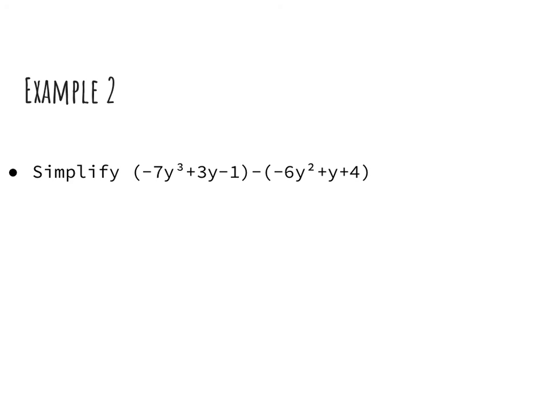Let's look at another subtraction example. So the first thing we're going to do is remove the parentheses that's on the left. So we're going to have negative 7y cubed plus 3y minus 1. I'm going to change this from a subtraction to an addition, so I put my plus. And in doing so, I have to change the sign in front of each term that's in the second parentheses. So the negative 6y to the second becomes a positive 6y to the second. I already have my plus sign, so I just put 6y to the second. The plus y becomes a minus y, and the positive 4 becomes a negative 4.